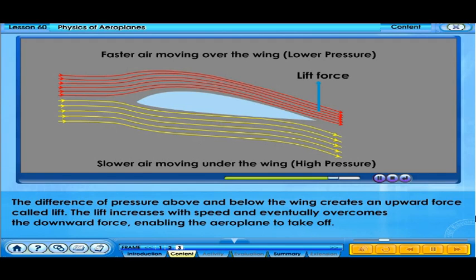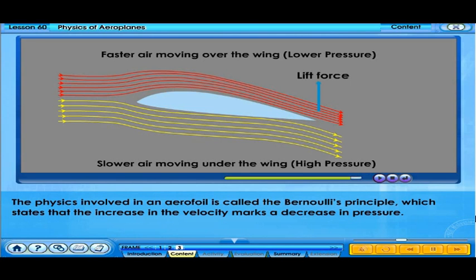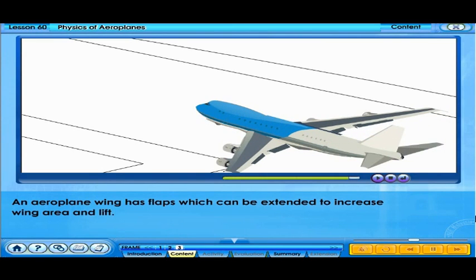The difference of pressure above and below the wing creates an upward force called lift. The lift increases with speed and eventually overcomes the downward force, enabling the aeroplane to take off. The physics involved in an aerofoil is called Bernoulli's principle, which states that an increase in velocity marks a decrease in pressure. An aeroplane wing has flaps, which can be extended to increase wing area and lift.